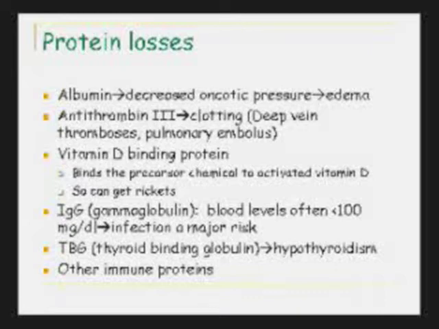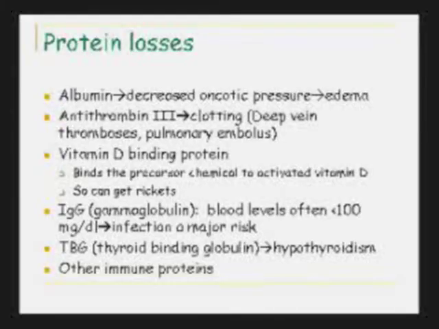Vitamin D binding protein is another important protein that's lost in the urine, and vitamin D binding protein binds the precursor chemical to activated vitamin D. Vitamin D has to be activated to work, and 25-hydroxycholecalciferol, which is the precursor, is carried around on vitamin D binding protein. So if you lose your vitamin D binding protein, you lose your precursor too. And if you stay very nephrotic, another result can be that you get bone disease akin to rickets.